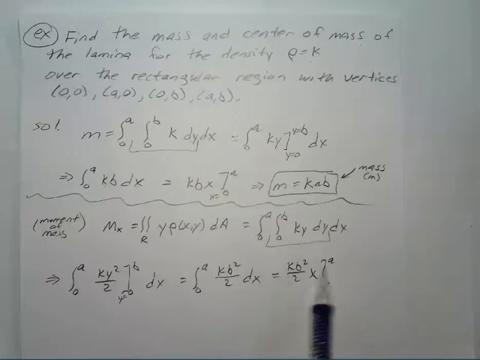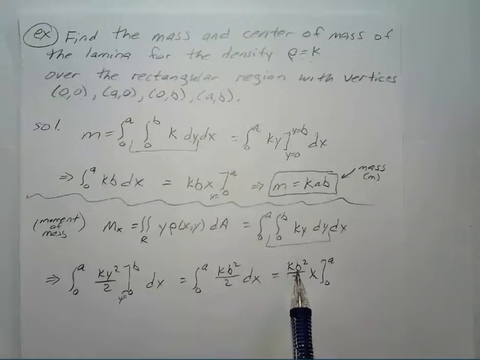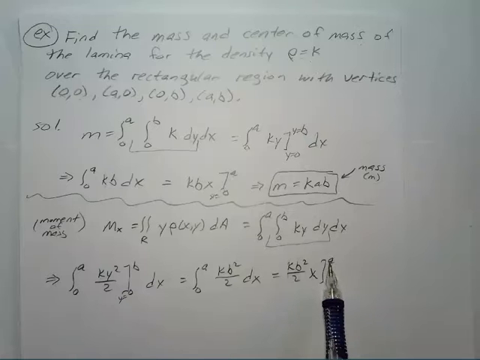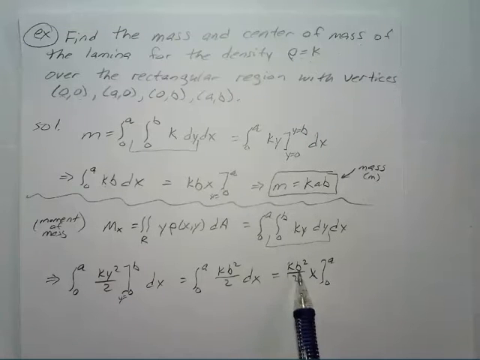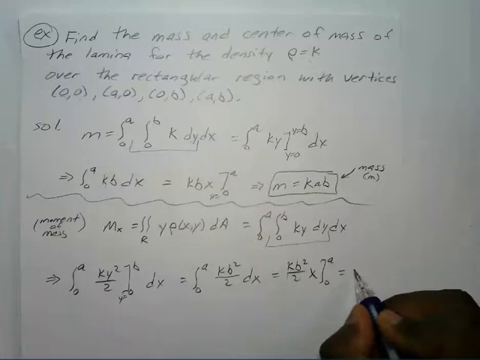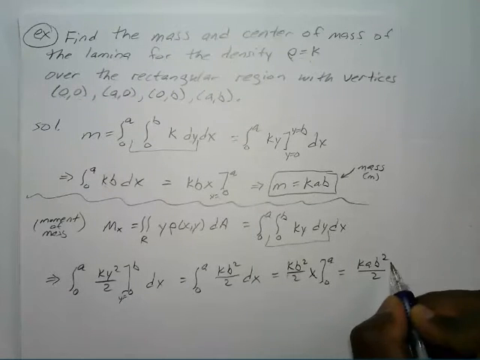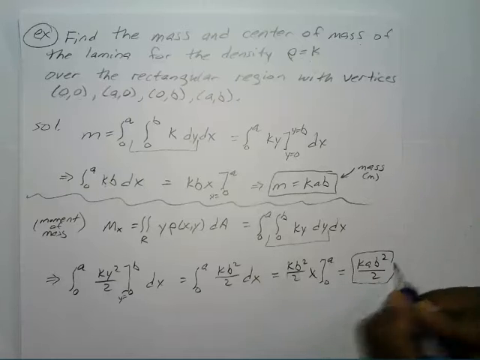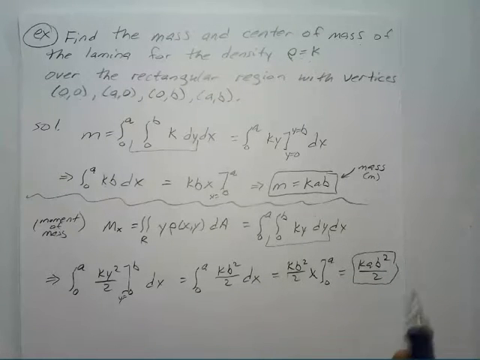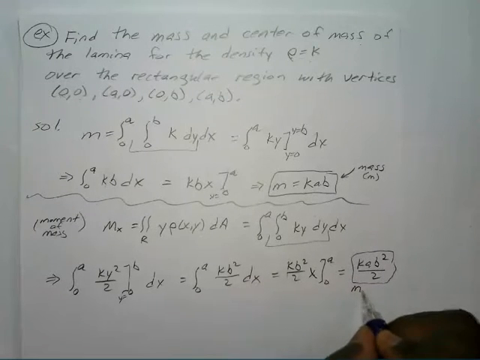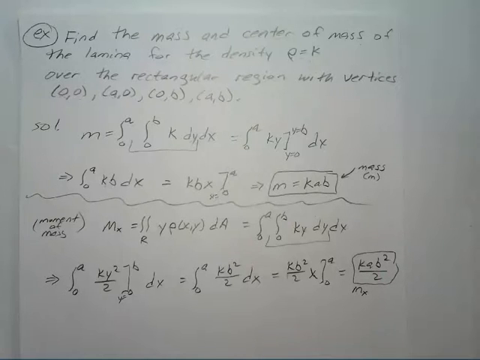Okay. Of course, we plug in our a for x, we get k a b squared over 2. Plug in 0, we just get 0. So we get k a b squared over 2, which is our moment of mass in the x direction.